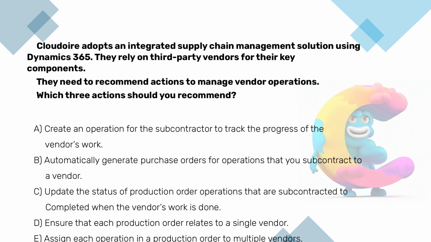A. Create an operation for the subcontractor to track the progress of the vendor's work. B. Automatically generate purchase orders for operations that you subcontract to a vendor. C. Update the status of production order operations that are subcontracted to completed when the vendor's work is done. D. Ensure that each production order relates to a single vendor. E. Assign each operation in a production order to multiple vendors.